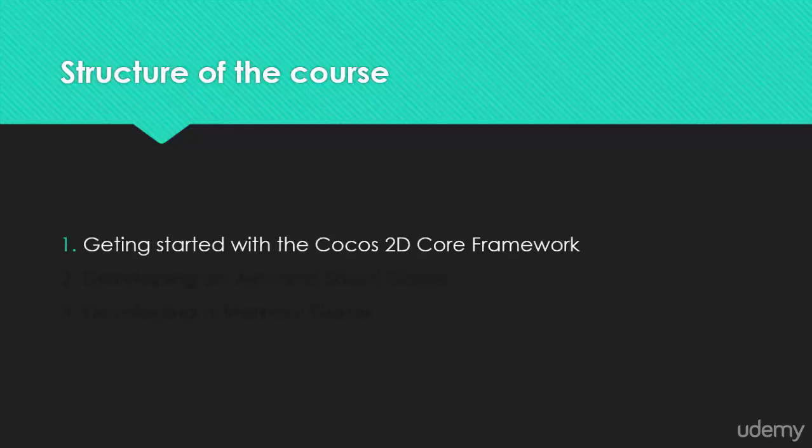We have structured the course in 3 parts that are very simple. The first section will get you started with the Cocos 2D core framework. We'll teach you how to install the Cocos 2D core framework and how to work with it. Then you will learn by practicing and by example, and you will see how to develop an aim and shoot game practically in the same time while learning the Cocos 2D core elements and framework.